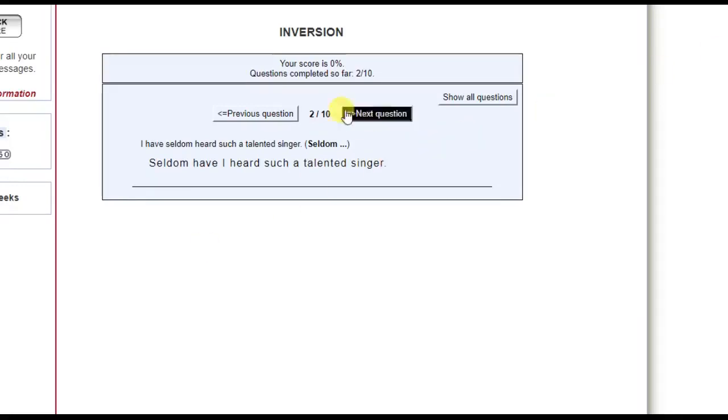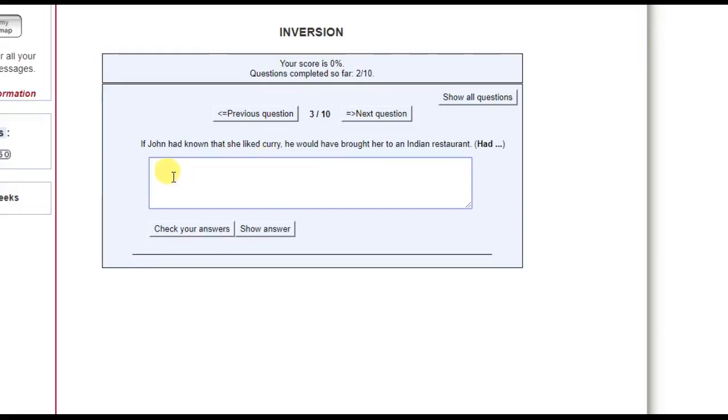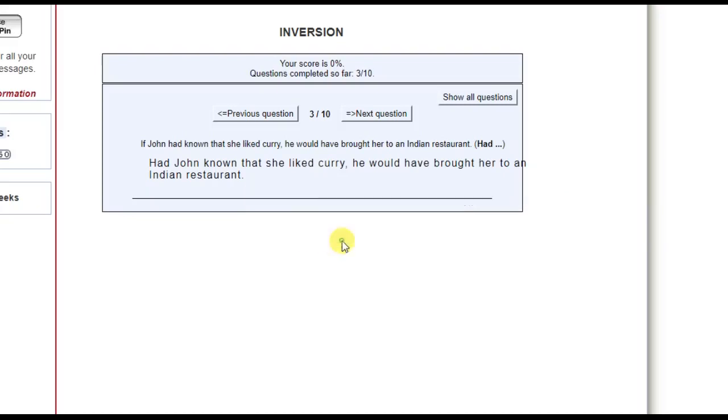So, next question. Please do it yourself. Try to do it yourself. You have 5 seconds for each question. Then we'll check you. 1, 2, 3, 4, 5. The answer is, had John known that she liked curry, he would have brought her to an Indian restaurant. Next question.